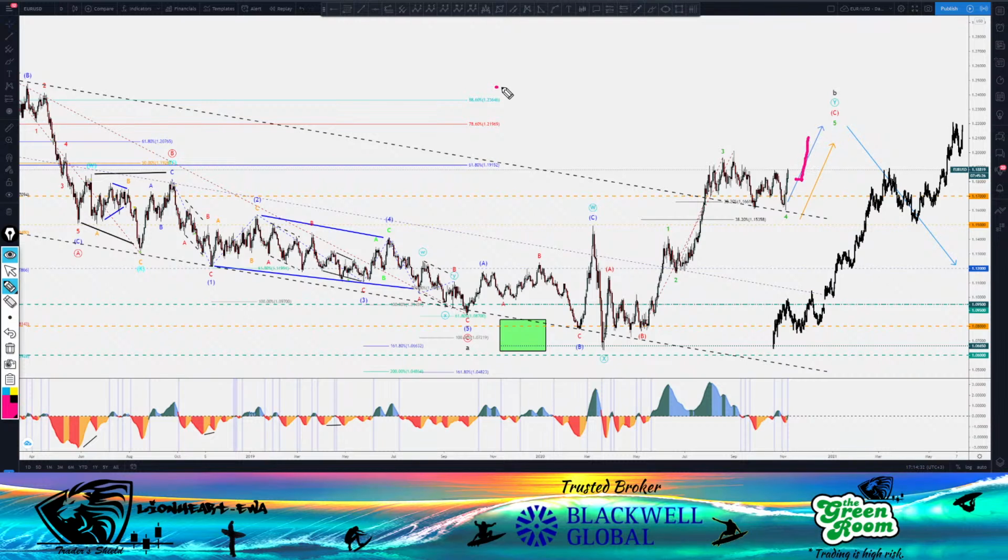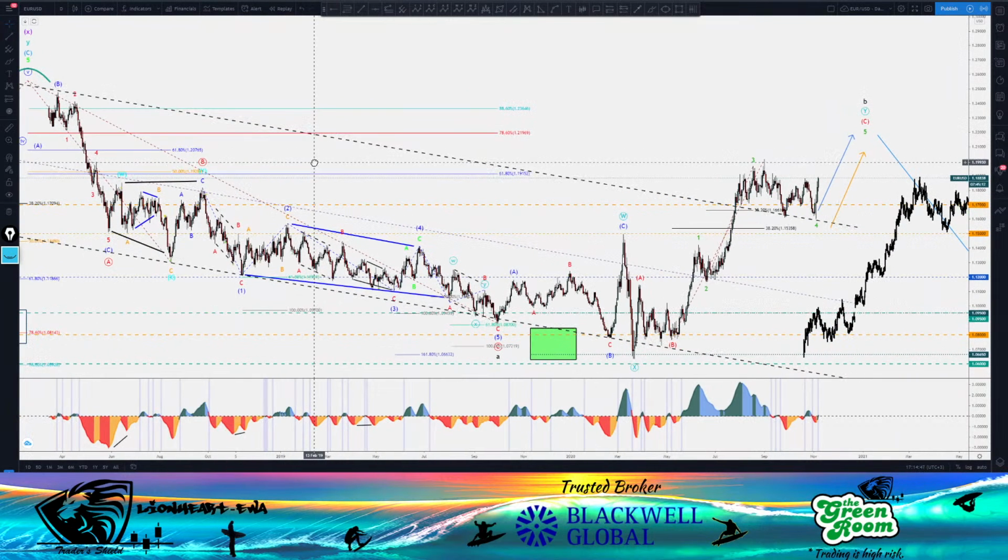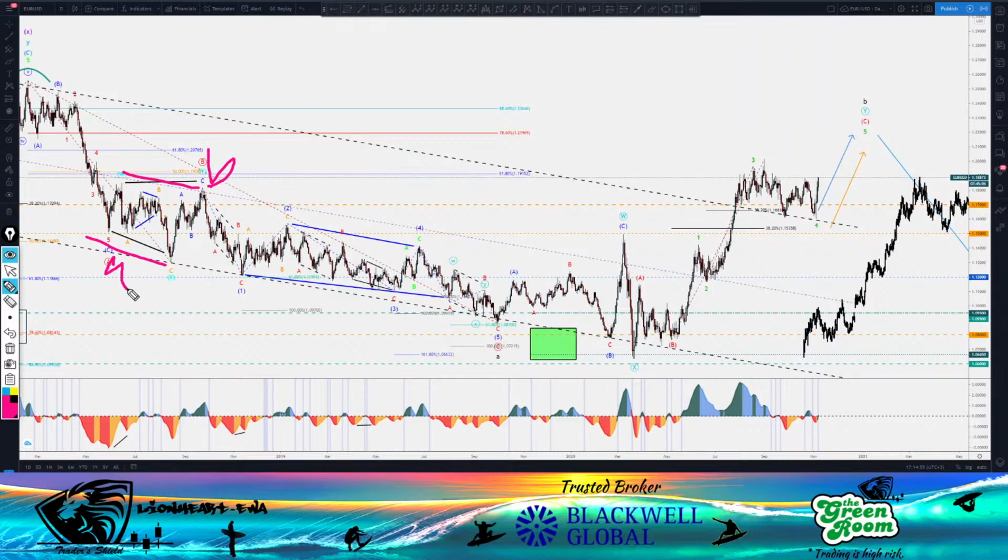What I would be expecting this to go to is 1.23645, right, at the 88.6%, because I believe that we've actually ended that in an A, B right here. I mean, complex expanding flat in B, so A, B, and then ending diagonal in C. 1, 2, 3, 4, 5.